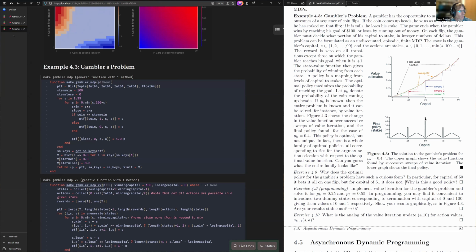I think what's more surprising about this probably is that, if you look here, if we have a capital of 50, the probability of winning is actually 0.4, which is the same as the coin probability. What's interesting is that if we have more money, the game could go on longer from here. If we start losing, it'll last longer than here, and the longer it lasts, the worse it is, because the more flips we make, the more we're expected to lose in the long run.